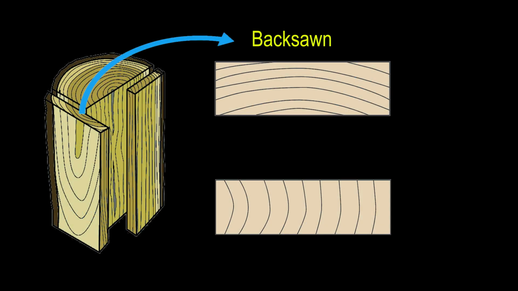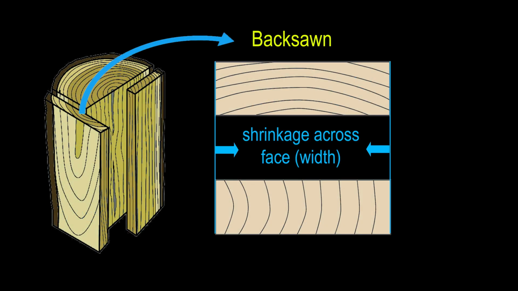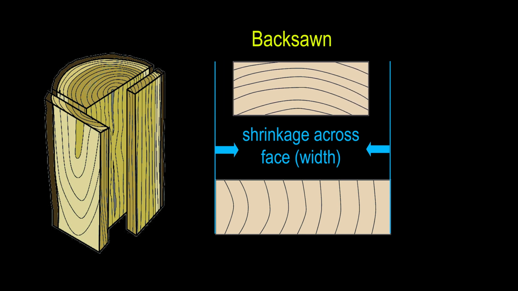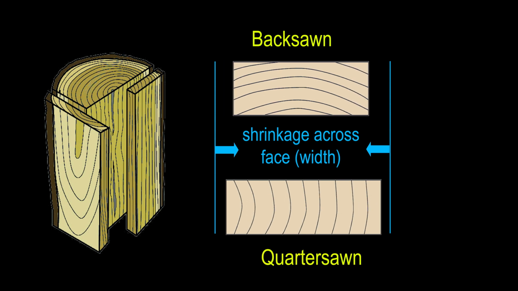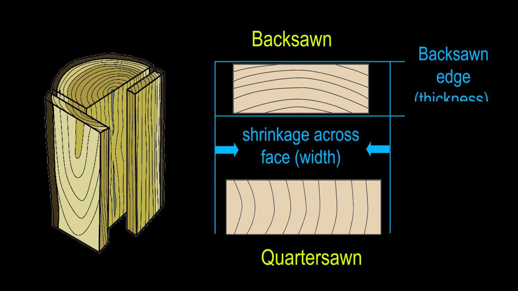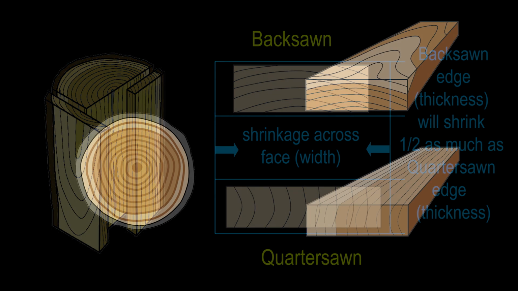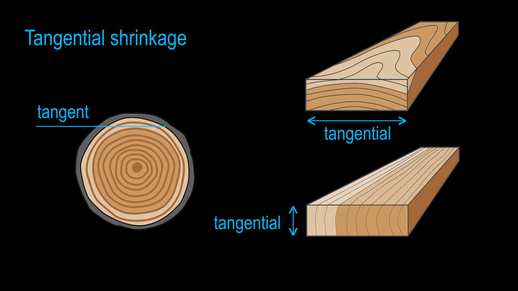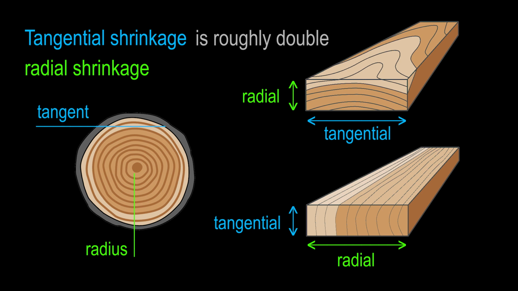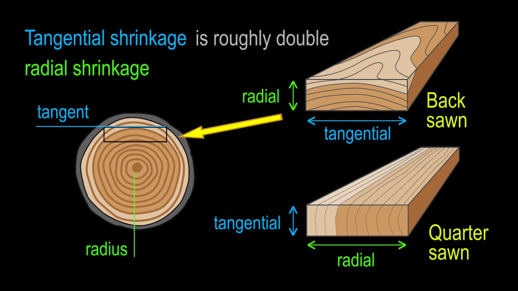A backsawn board, for example, will shrink about twice as much across its face as a quarter-sawn board. On the other hand, its edge will only shrink about half as much. This is because tangential shrinkage is roughly double that of radial shrinkage. You'll remember from section 2 that backsawn boards are cut at a tangent to the growth rings and quarter-sawn boards are cut more or less along a radius towards the centre of the log.